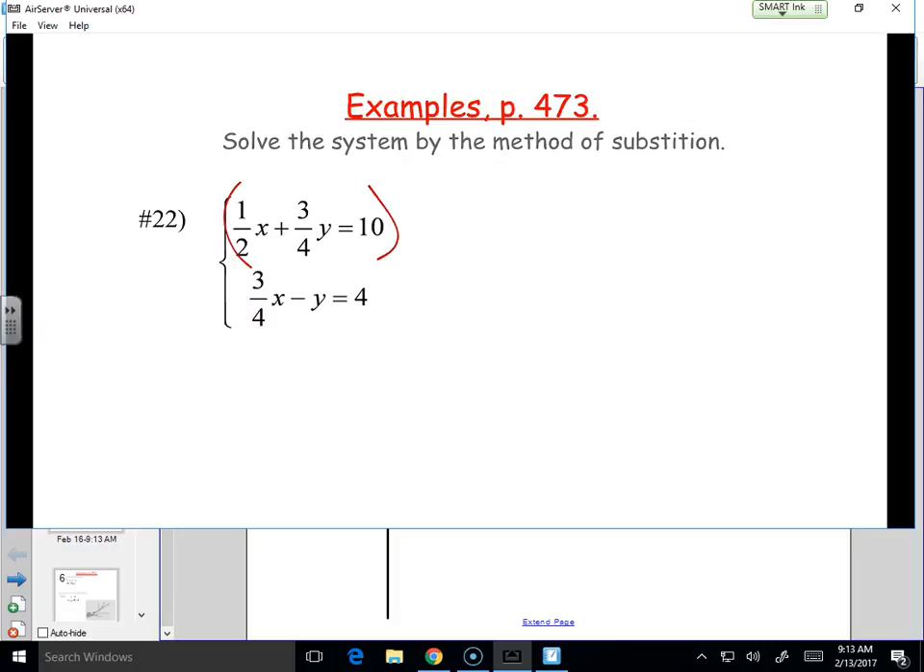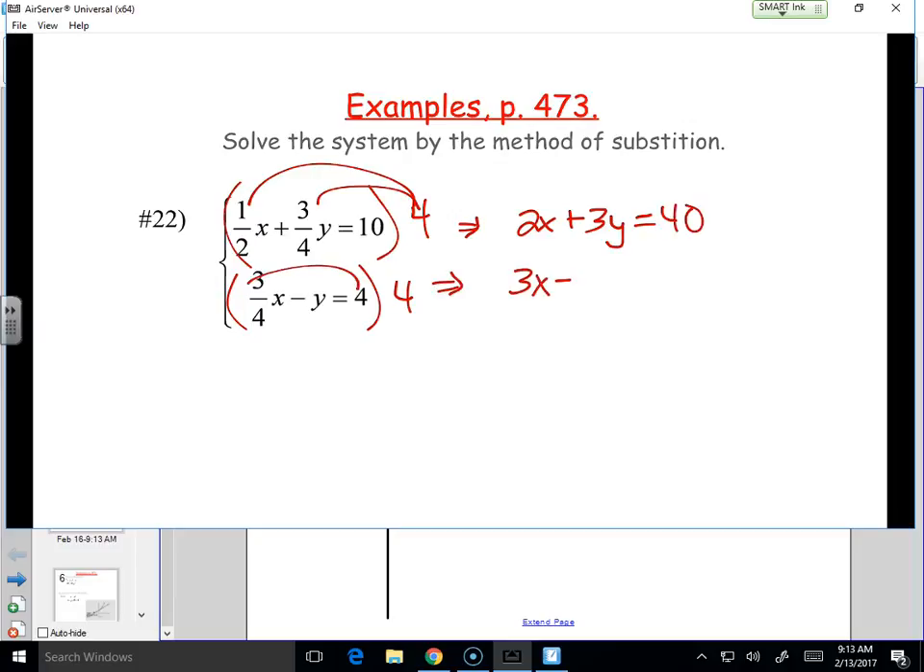How'd you get rid of all of these? Probably with the 4, right? You gotta distribute. 4 over 2 is 2x plus 3y equals 40. This one can turn into 3x minus 4y equals 16. I know some of you are like, ugh, you have to multiply again to make them match, but others of you are like, yay, no fractions. Whichever way you like.